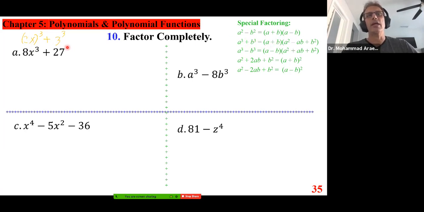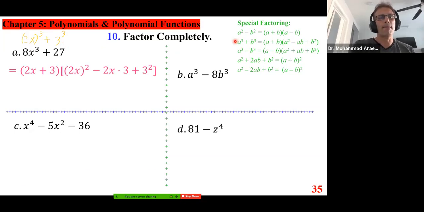Then a squared, that means 2x squared. Minus ab, that means minus 2x times 3, plus b squared, that means plus 3 squared. So we are looking at this one. Now simplification, this is done. This one changes to 4x squared. This one to minus 6x. This is plus 9, and you're done.